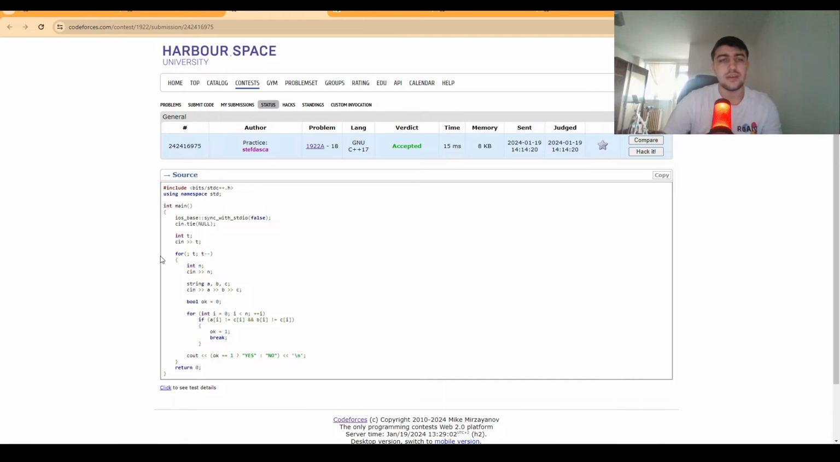So basically I read the strings and I checked if there is at least one position such that both the character in A as well as in B are not equal with the character in C. Take note that for the sake of this argument, A and B can be equal. It doesn't really matter. They, as you can see, are treated the same.